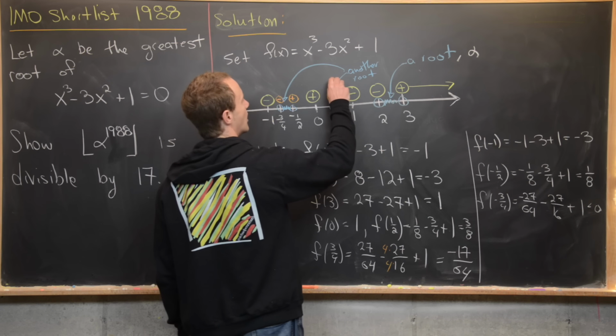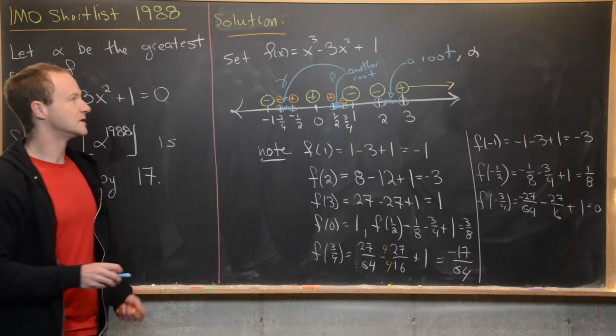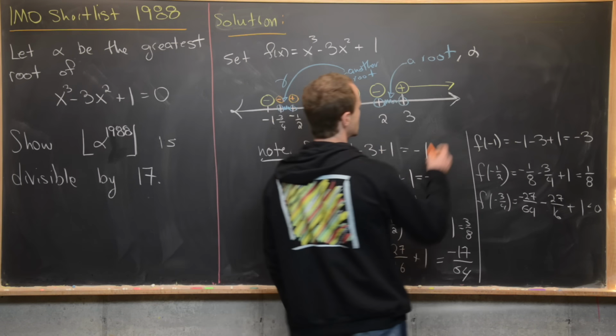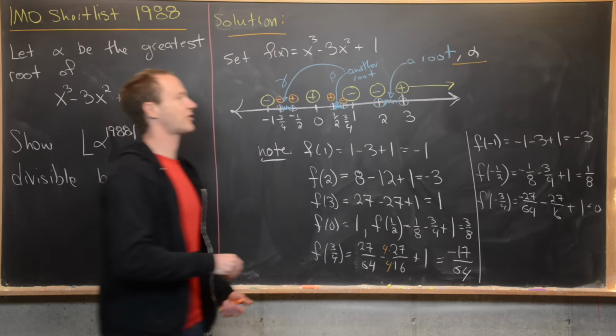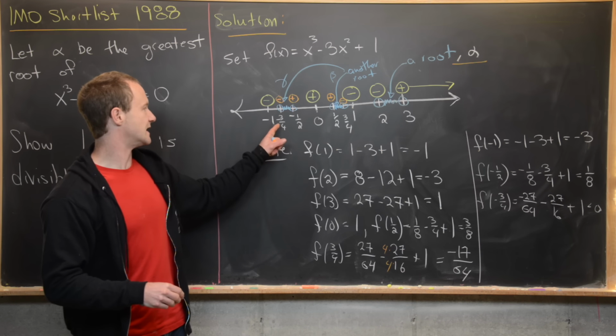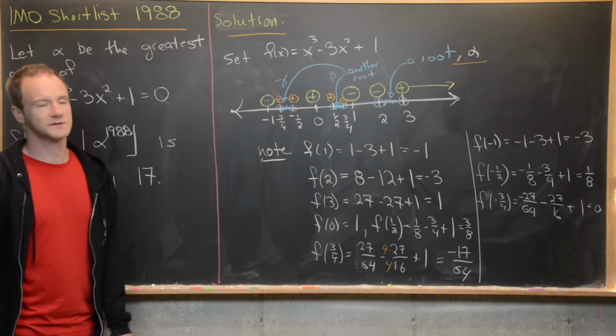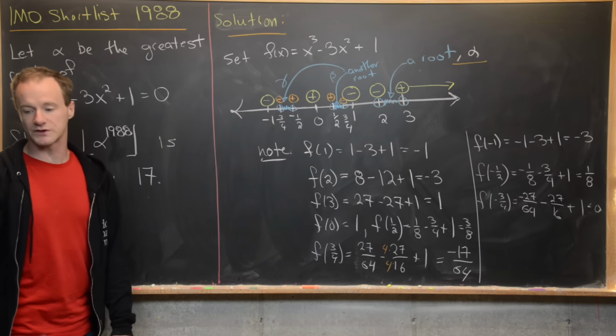So maybe we could call this root beta, and we could call this root gamma. So we know that our largest root is between 2 and 3, but then our smaller roots are between -3/4 and -1/2, and 1/2 and 3/4. Okay, let's clean up the board and then we'll start from that.